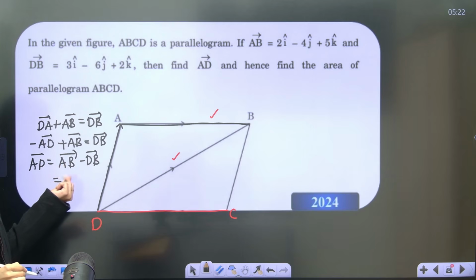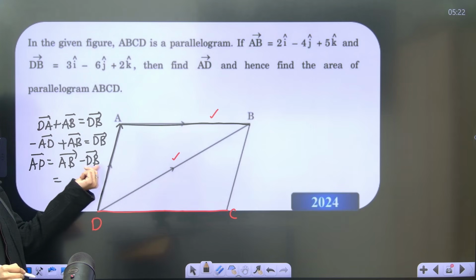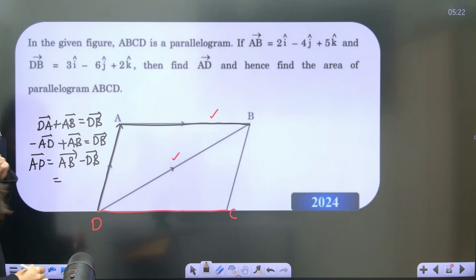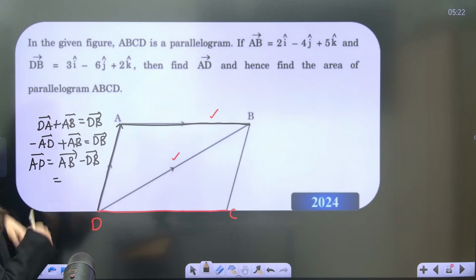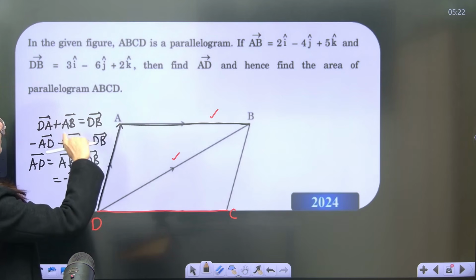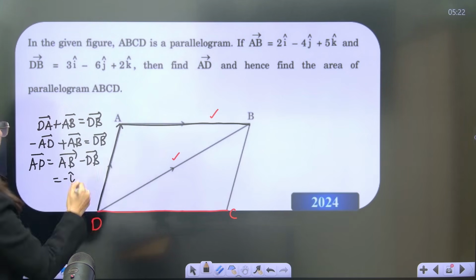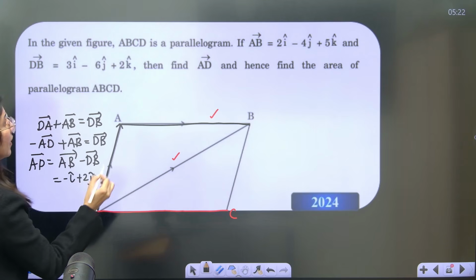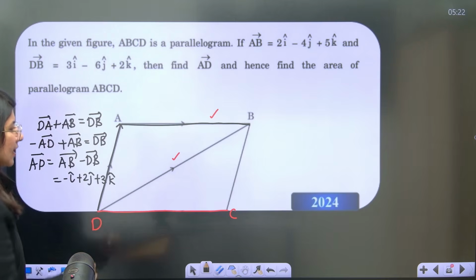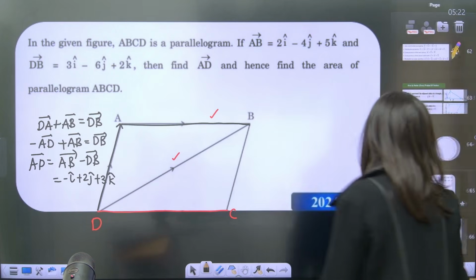And it makes sense also. AB is B minus A, DB is B minus D. So B cancels, it is going to become D minus A. So AB vector minus DB vector. Now subtract: AB minus DB, so minus i cap, then 2 minus 3 is minus 1, minus 4 plus 6, so plus 2j cap. Then we are having 5, so plus 3k cap. So this is your correct answer, 2024 CBSE problem.